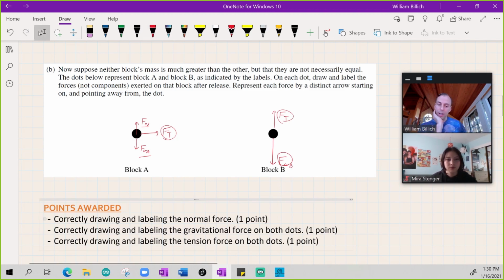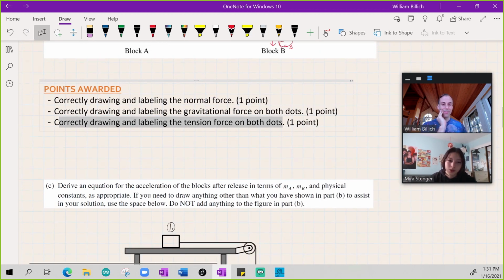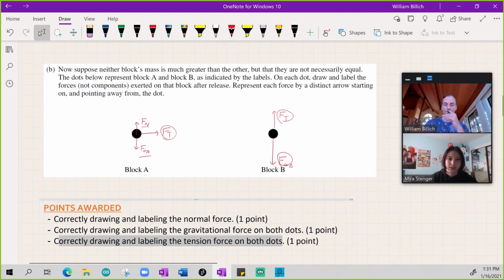Now again, look at how they shop for partial credit, right? Drawing and labeling the normal force. So there are points given for the normal force. One point for correctly labeling gravity on both of them. And then tension force on both dots. So far, so good? Making sense? All right. So if you were to only put the gravitational force or the tension force on one of the dots, you wouldn't get that point at all? Yeah, right. It's very picky.